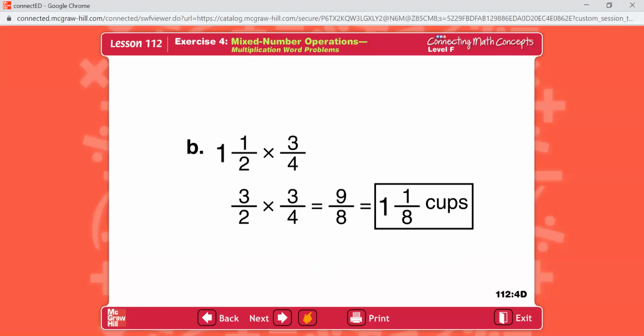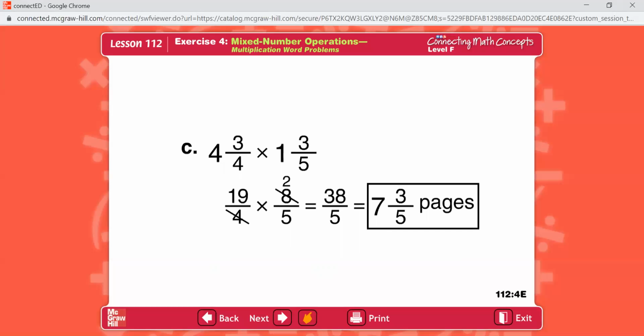Problem C. 2 students wrote pages of notes. Jay wrote 4 3/4 pages. Fran wrote 1 3/5 times as much as Jay. How many pages did Fran write? So you set up the equation 4 3/4 times 1 3/5. Pause the video now to work the problem. Resume when you're ready to check. Here's what you should have.